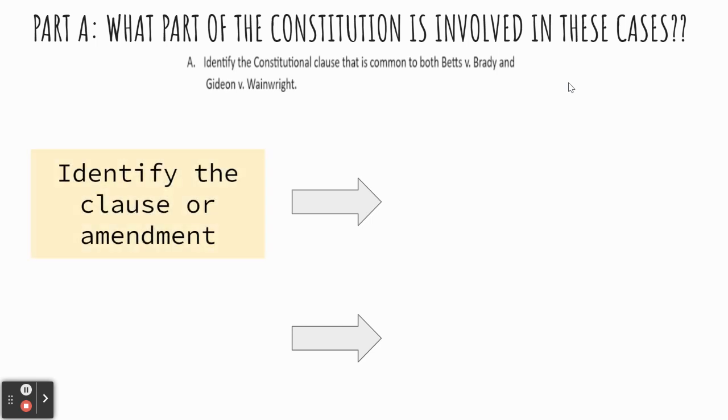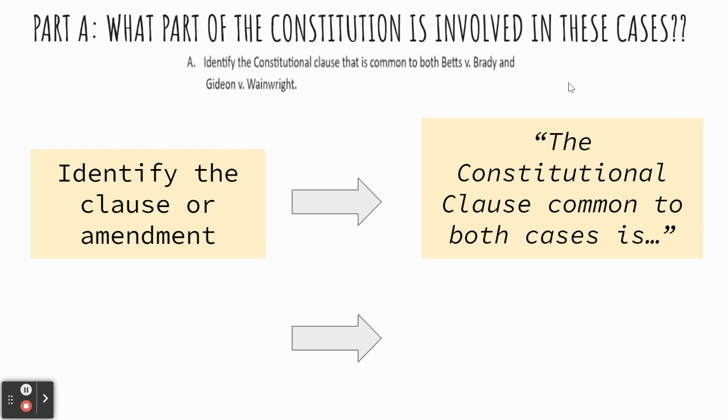So the best bet in Part A is to begin by actually saying the constitutional clause common to both cases is, and what is it? Now, you would know at the end of the year that the issue and dispute in this particular case is the right to an attorney, which is the Sixth Amendment. So you would write the constitutional clause common to both cases is the Sixth Amendment, right? So that's pretty straightforward.